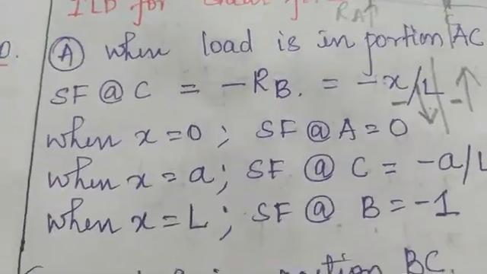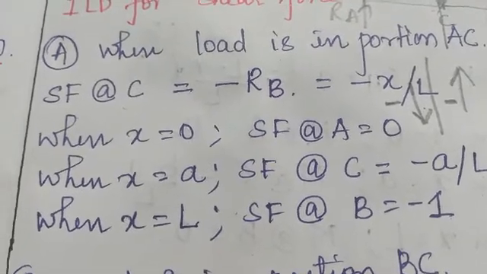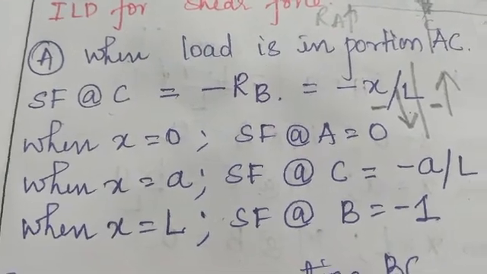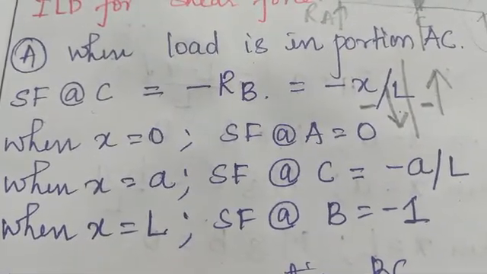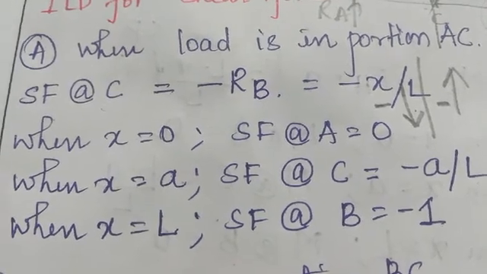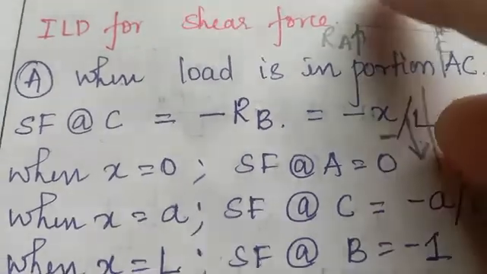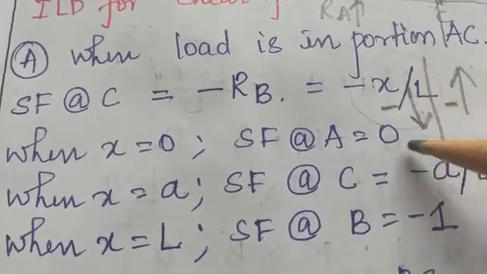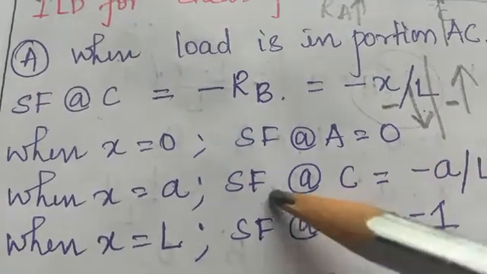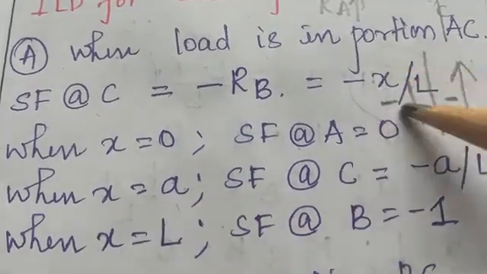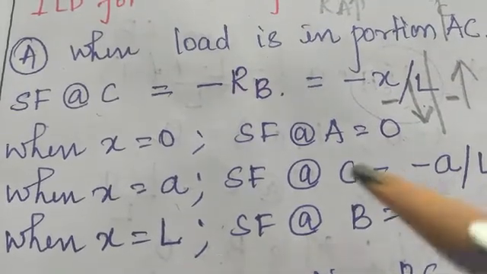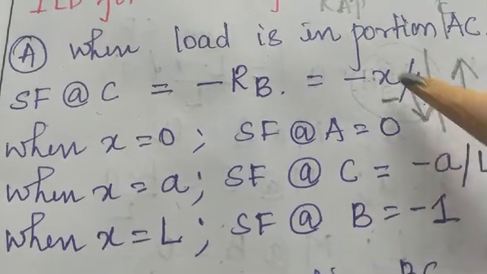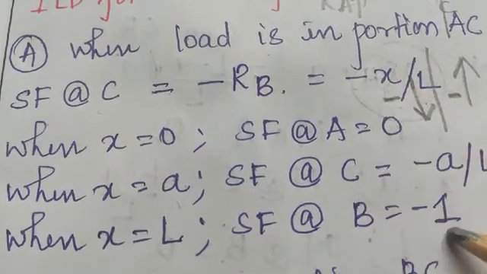Next, again substitute the values of x, that is when it is at 0, when it is at C, and when it is at B. You will get the values as 0, minus a by L, and minus 1. If you substitute in this equation, when x is equal to 0, 0 divided by L gives 0. When x is equal to a, you get minus a divided by L. When x is equal to L, you get minus L divided by L, L and L cancel, so you get minus 1.